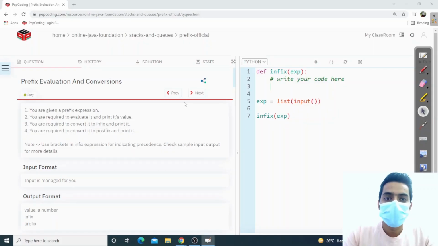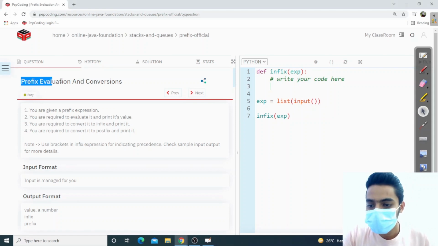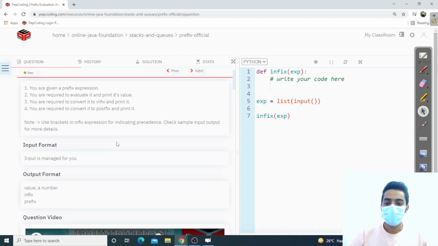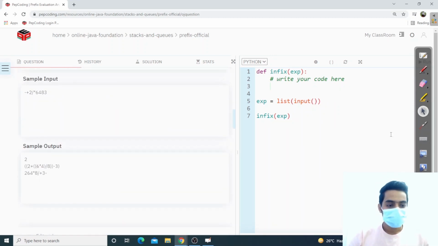So in this video, we are going to discuss our next question, that is prefix evaluation and conversion. In this question, we have a prefix expression. We need to calculate its value. We need to convert it into infix format and postfix format. So the given example of this question is this.